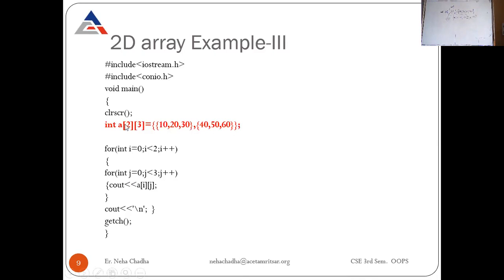Then this is another example. If you take a 2 by 3 matrix here, a 2 by 3 2D array, that means 2 specifies the rows and 3 specifies the columns. Then your elements will be 10, 20, 30, which will be your first row elements, and 40, 50, 60, which will be your second row elements.